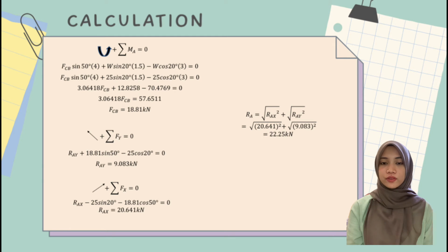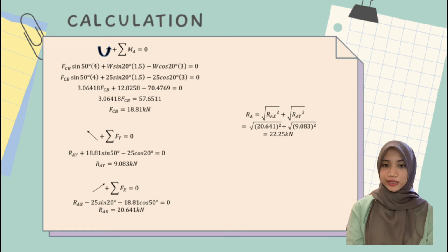Next part is we have to sum all the force in Y direction and equal it to 0. Note to indicate upward as positive sign. So we have RAY plus 18.81 sin 50 minus 25 cos 20 as the weight and equal it to 0, and the answer for RAY we got is 9.083 kN.